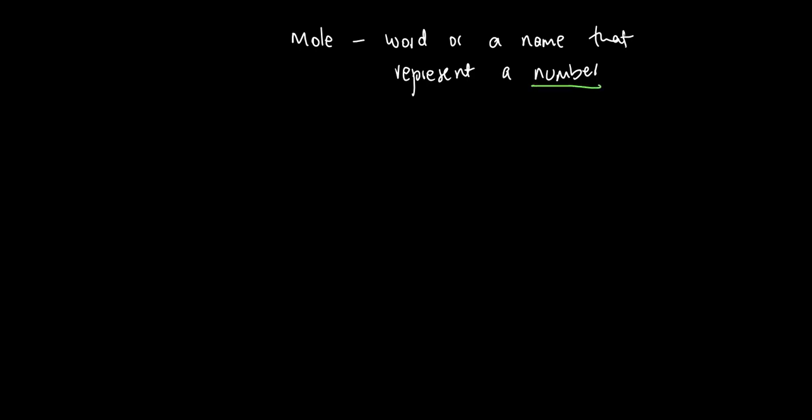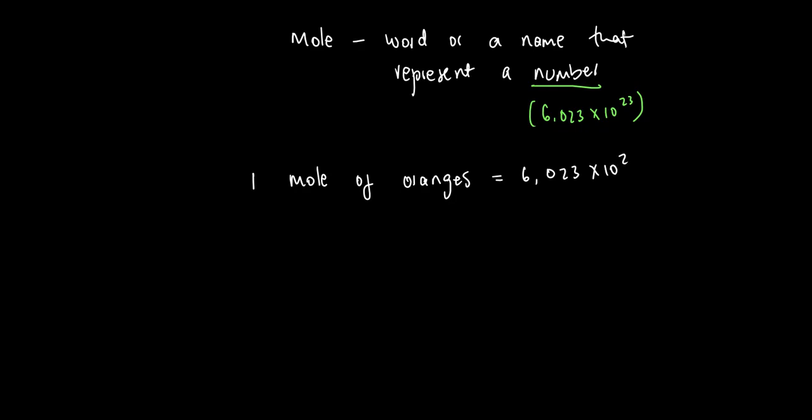The number we're referring to is 6,023 times 10 to the power 23. So when we say 1 mole of something, it means you have 6,023 times 10 to the power 23 of that thing. So if we say 1 mole of oranges, we mean 6,023 times 10 to the power 23 oranges, which is a huge number of oranges.